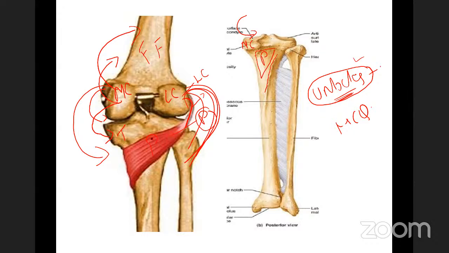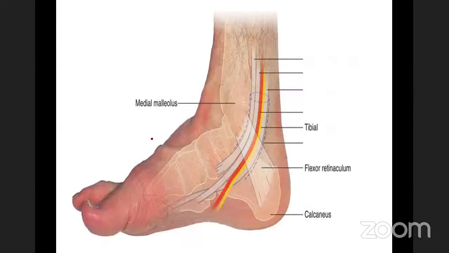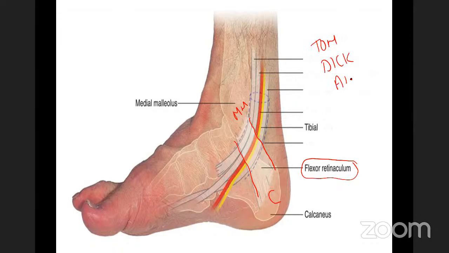Okay. So now a very important MCQ question, students. This is the flexor retinaculum. We have studied about the extensor retinaculum. Now this is the flexor retinaculum, which extends from the medial malleolus to the calcaneum. Now, what are the tendons and structures passing inside this flexor retinaculum is a very important question. There is a mnemonic for this called Tom, Dick and Harry. We will see what it is.